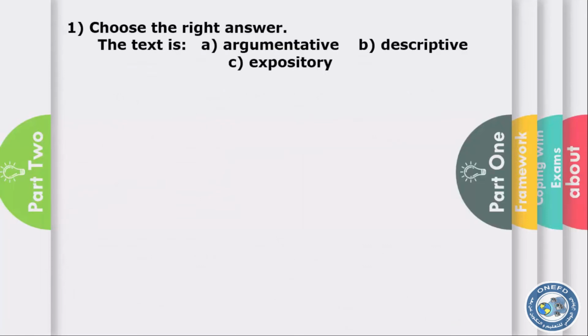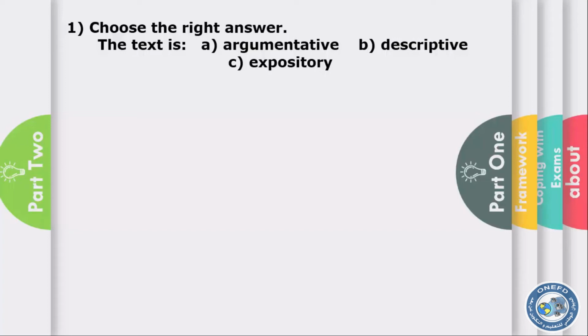So normally, the most famous typology of question is the type of the text, or the type of discourse. As you can see here, you would find this question: choose the right answer. The text is argumentative, descriptive, expository. This is a multiple choice question. So what do you do in a multiple choice question of this nature?